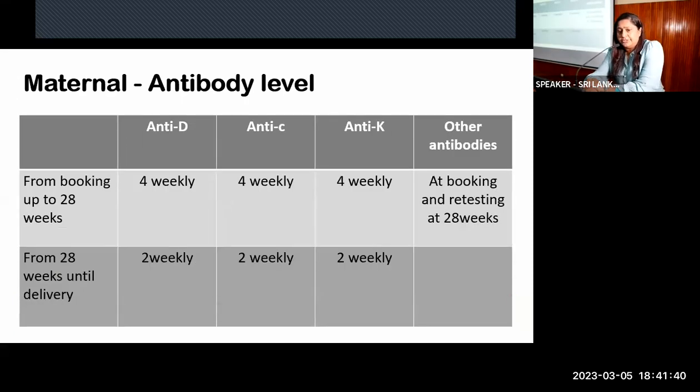So how do you keep monitoring these anti-D, anti-C levels? From booking up to 28 weeks, it is recommended that we monitor every 4 weeks. But from 28 weeks until delivery, it is recommended to monitor every 2 weeks.